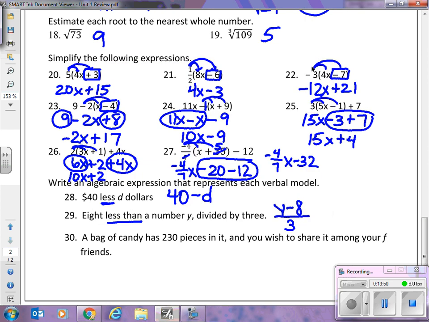All right, then the last one, a bag of candy has 230 pieces in it, and you wish to share it among your F friends. So anytime you share something, you're dividing it up. So this would be 230 divided by F.